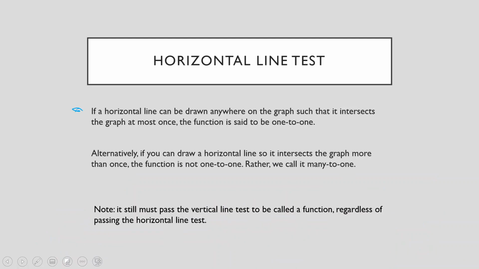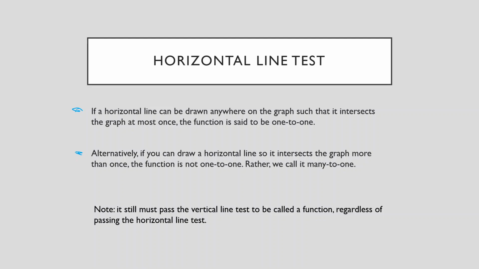Alternatively, just like with that parabola, if you can draw a horizontal line so that it does intersect the graph more than once, then it's not one-to-one. In fact, we give it another kind of name. We call it a many-to-one function. So y equals x squared, if you are using the largest possible domain, that's not one-to-one, we call it many-to-one, because there are many x values for one particular y value.